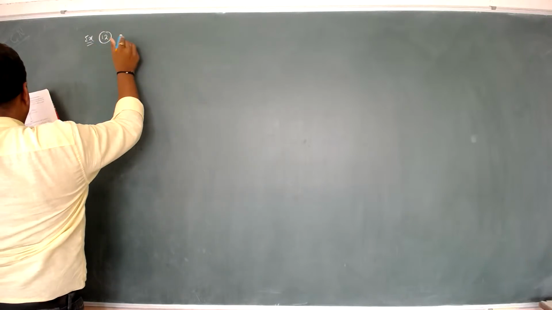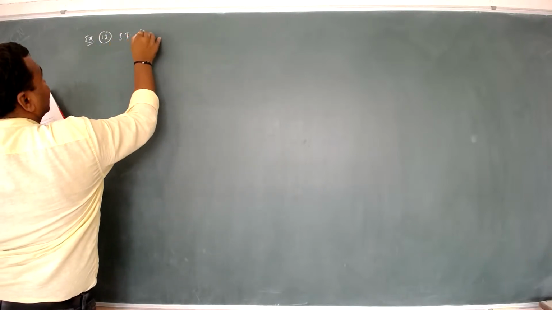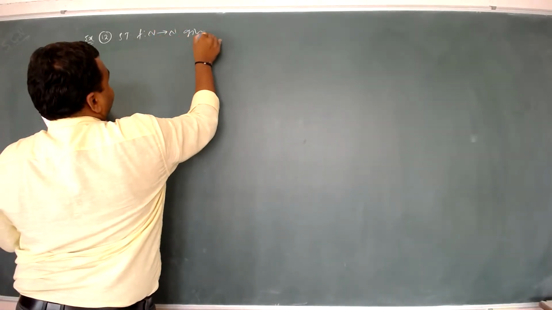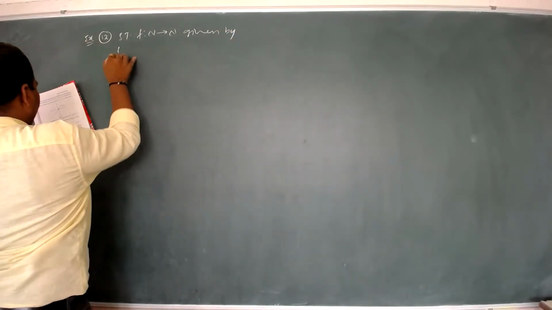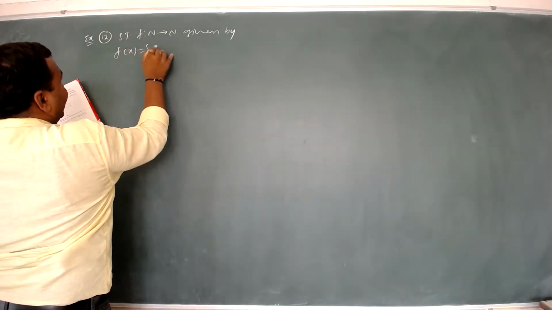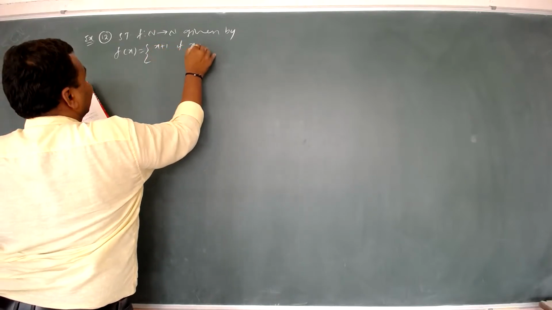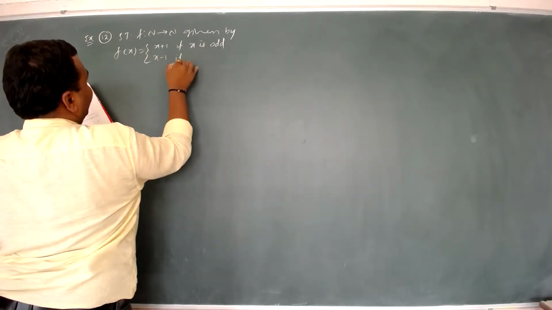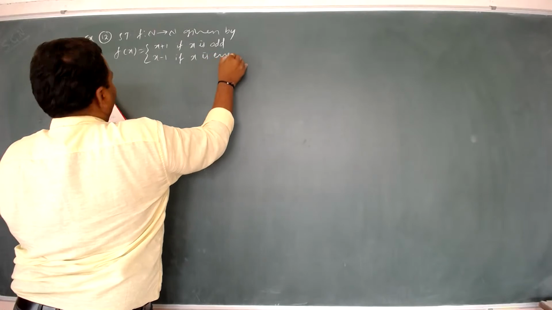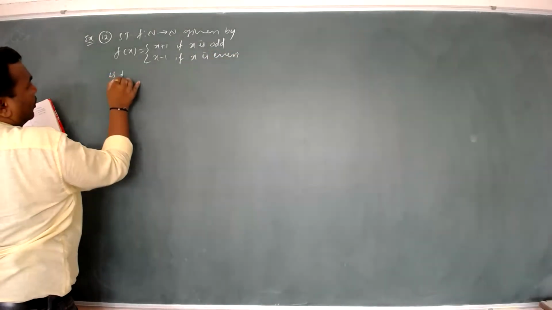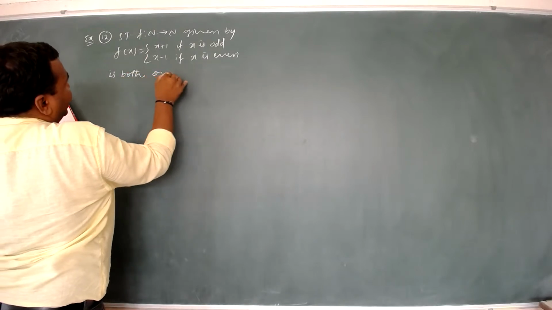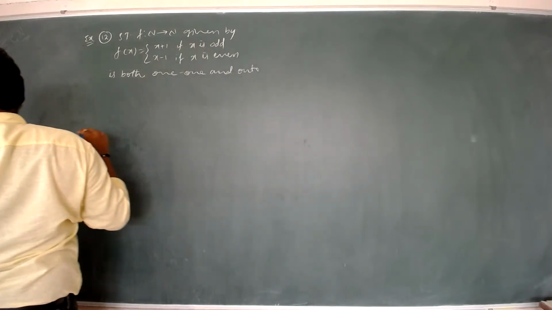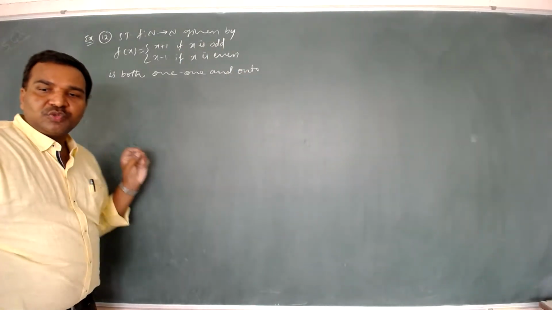Example 2. Show that f from N to N given by f of x equal to x plus 1 if x is odd, x minus 1 if x is even, is both 1-1 and onto. So we have to prove it is both 1-1 and onto.